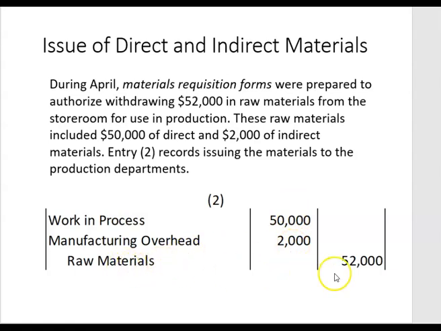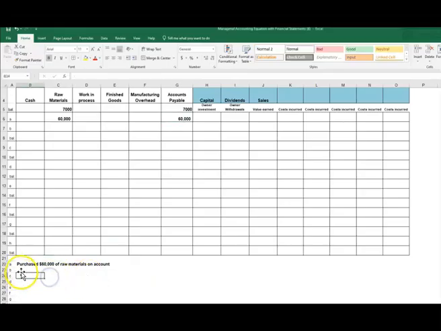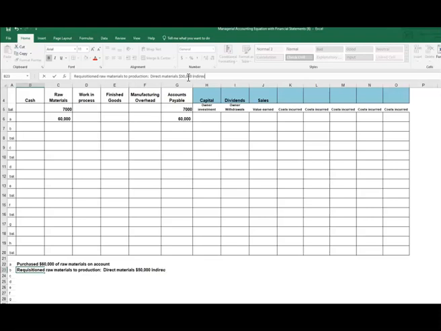We're taking it out of raw materials, so we're going to credit it out of, or subtract it from, here. But again, I don't want to focus on debits and credits, so we're going to focus on what it looks like in the accounting equation. That transaction would say something like requisitioned raw materials to production, and then it said direct materials were 50,000, and indirect materials were 2,000.